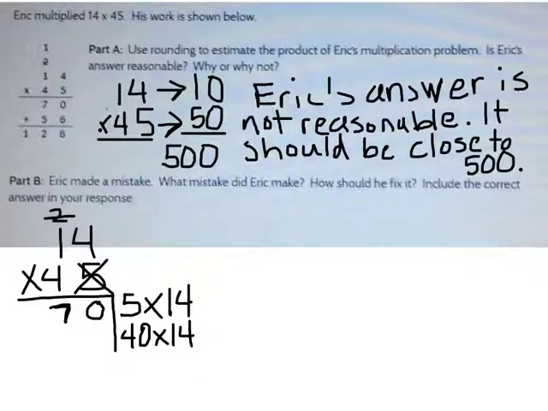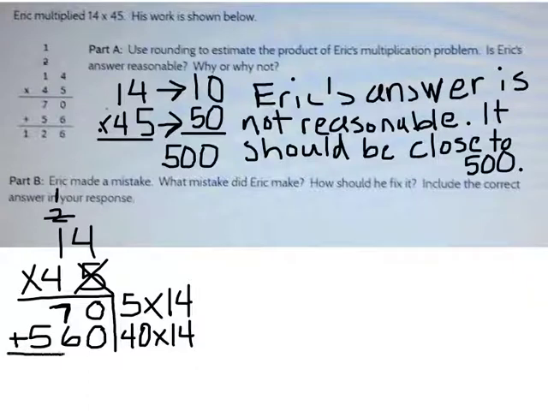What do I need to do now to show I'm multiplying by 40 and not 4? I need to drop a 0 in the ones place because I'm multiplying in the tens place. Now I can multiply again. What's 4 times 4? 16. Carry my 1. What's 4 times 1? 4 times 1 is 4. Plus 1 more is 5.